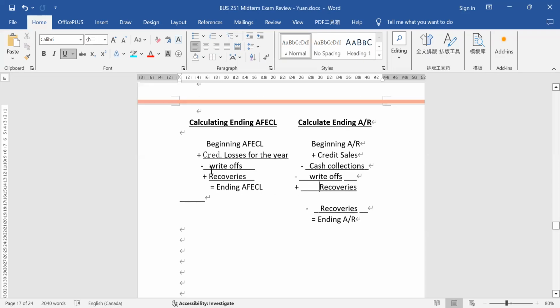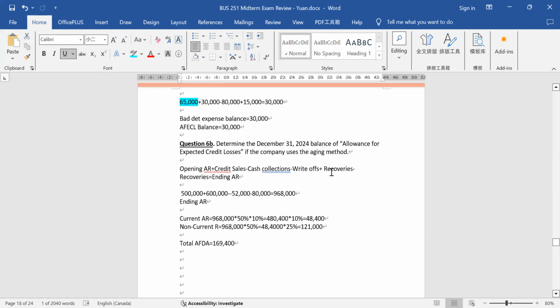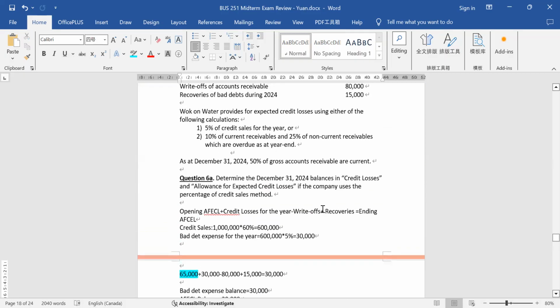I didn't write this. But for the first method, calculating the ending AF ECL using the credit sale method, you have to add this back. This is the difference. And you may notice, like when you write the equations, right? You add the recoveries and you subtract the recoveries. And for this one, you just add the recoveries. That's it.